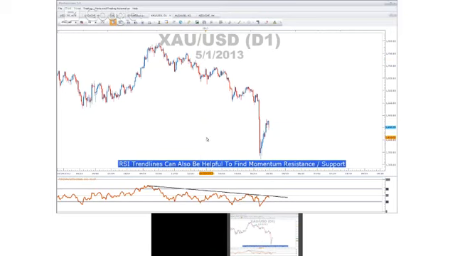So I wanted to show you this on the gold chart. So there I just write RSI trend lines can be helpful to find momentum, resistance, and support. So here you see resistance of this falling momentum.